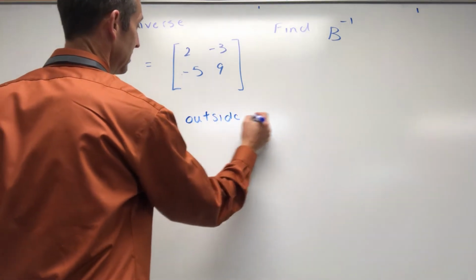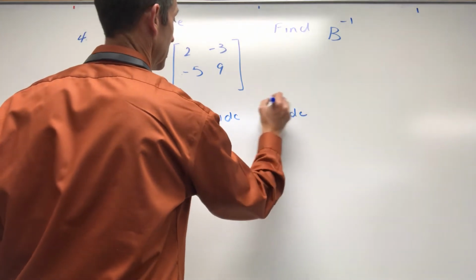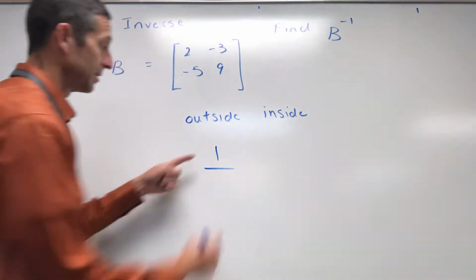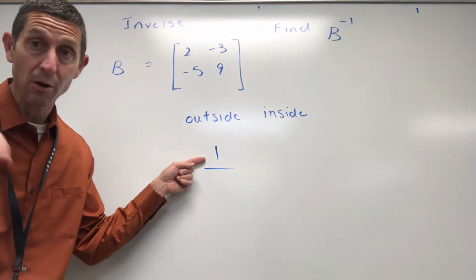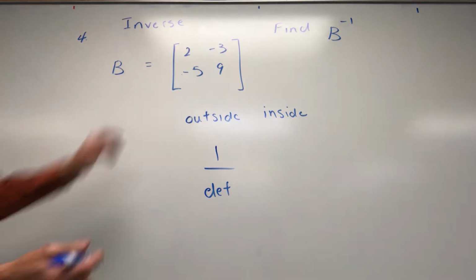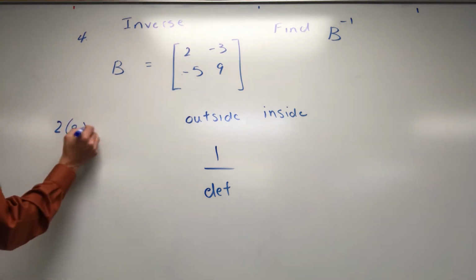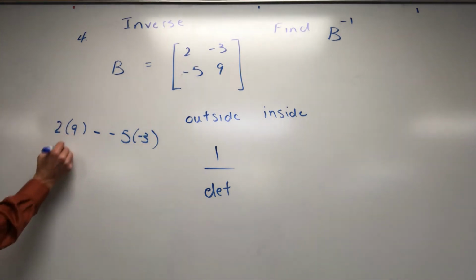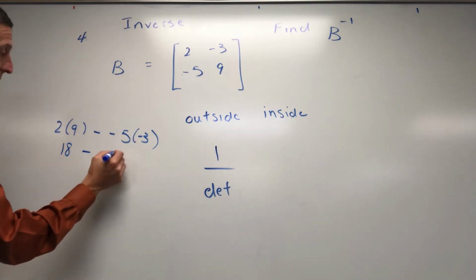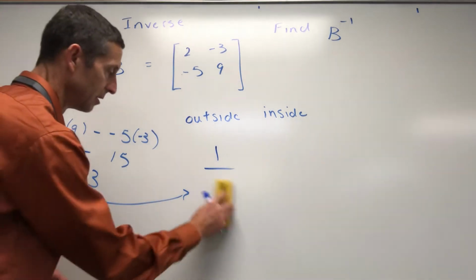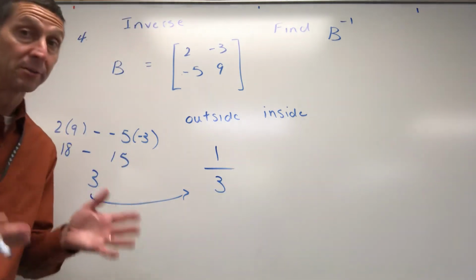So, outside, inside. All right, your outside is always a fraction. And the top of your number, the numerator of your fraction, always a 1. The bottom is made up of your determinant. So grab this guy, figure out your determinant. Whoa, that's a lot of negative signs. Let's keep it organized. Here's 18, here's minus, negative 5, negative 3. That becomes 15. So your determinant is a positive 3. So 3 is what's going in here. That takes care of the outside.